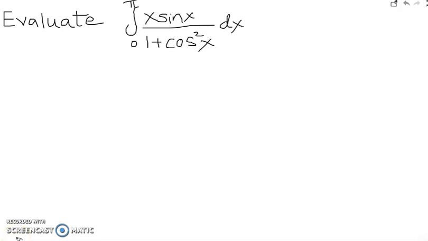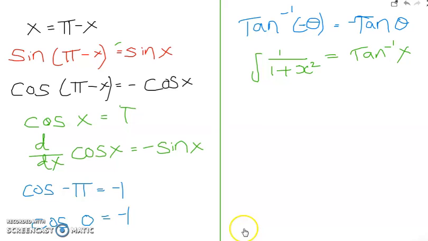Hello friends, today we are going to see one of the problems of definite integrals. So this is the question. Evaluate the integral with upper limit pi and lower limit 0 of x sin x by 1 plus cos square x. Now, the formulas which we are going to use are somewhat.